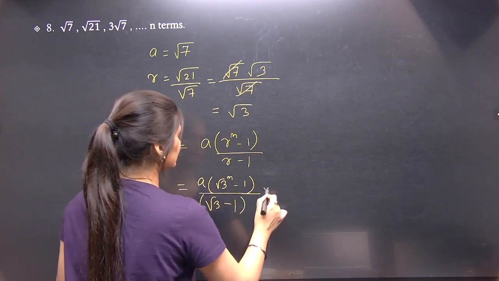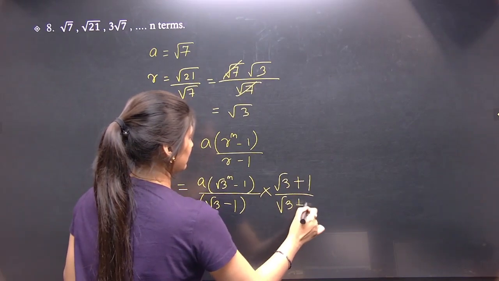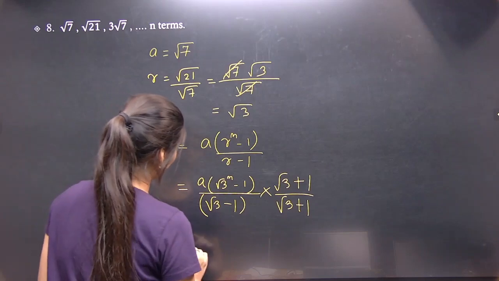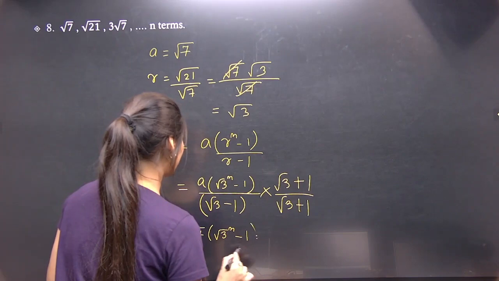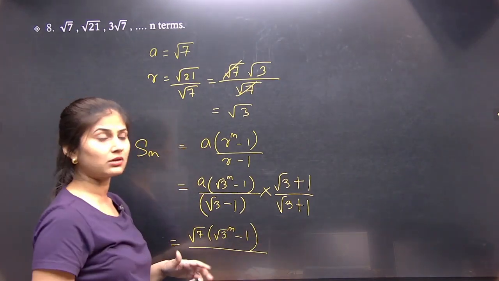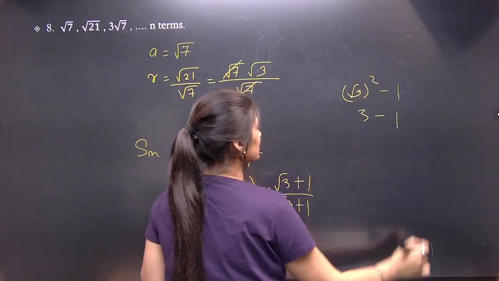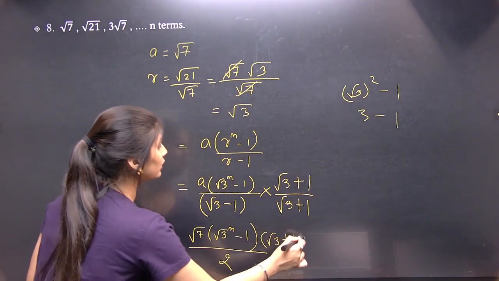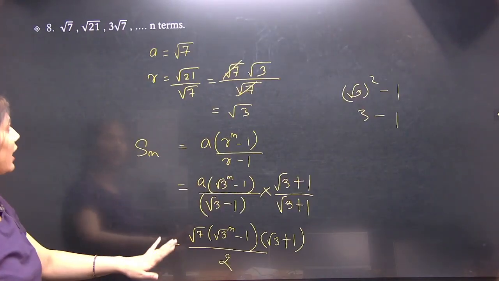You should simplify it by rationalizing it. What is the value of a? Root 7. So we put root 7 times (root 3 to the power n minus 1) by (root 3 minus 1), multiplied by root 3 plus 1, which means root 3 square minus 1 square. So it is 3 minus 1, that is 2 only. So it is 2 at the denominator and root 3 plus 1 at the numerator. That's it. I hope it is clear to all of you.